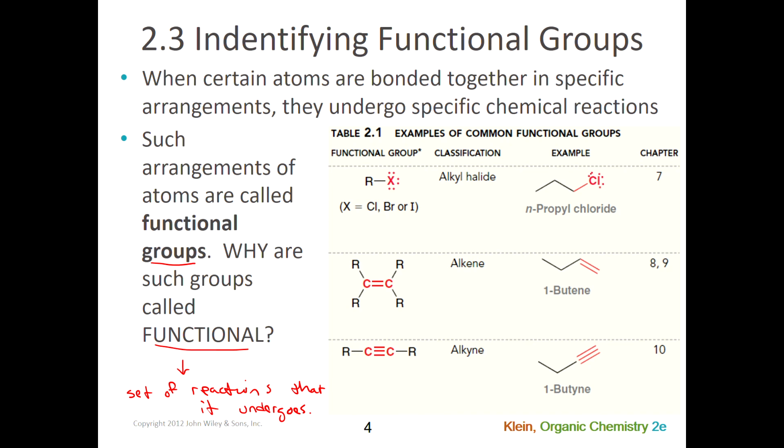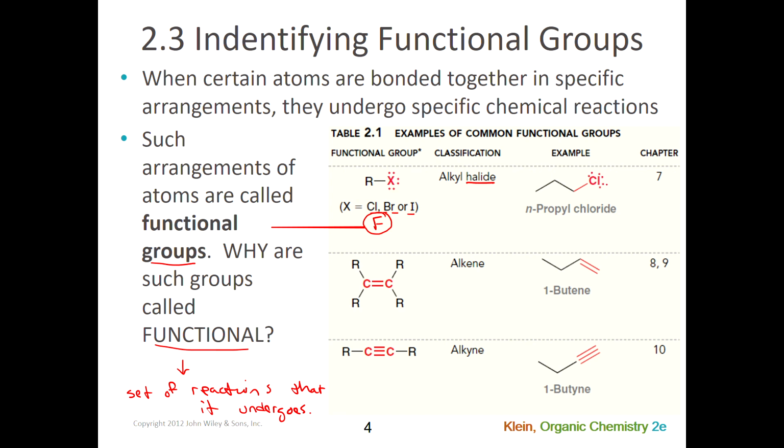So if I have a halide, which is chlorine, bromine, or iodine, technically fluorine is also a halide, but fluorine isn't very reactive. So if I have fluorine bonded to a carbon, usually not much will happen there. So we don't usually work with chemicals that have fluorine present. If chlorine, bromine, or iodine bonds to a carbon, there's a set of reactions that it typically will undergo. We'll talk about that later in the semester.